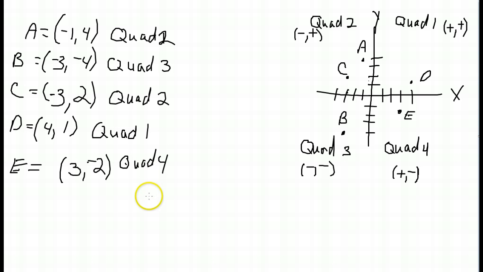Now, what would happen if we had a point that was on the line, like right here? We'll call this point F. Now, point F, its coordinates are, well, we moved left or right 0, and then we moved up 1, so 0, 1. It is on the y-axis. We cannot say it is in any quadrant. We have to say it is on the y-axis.